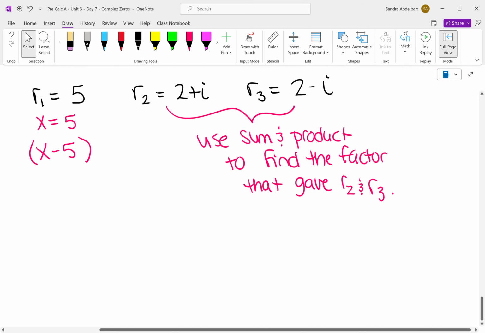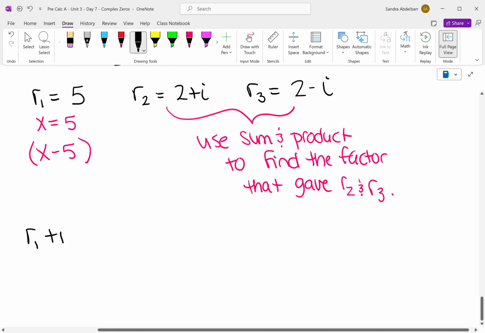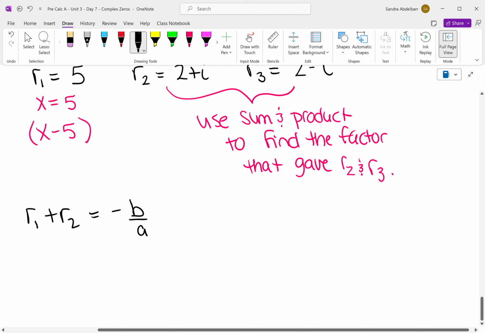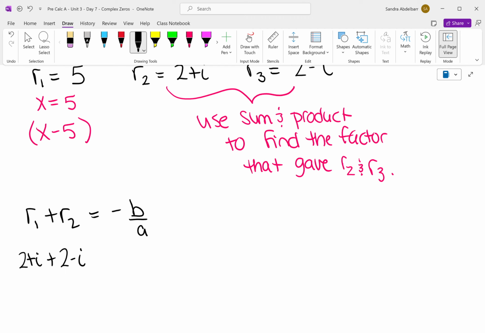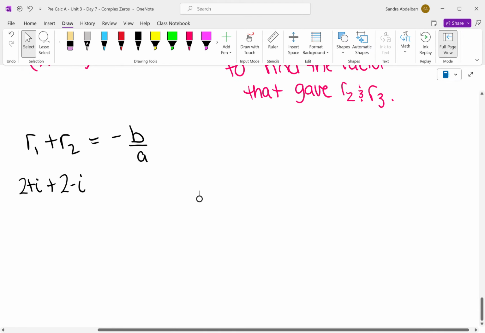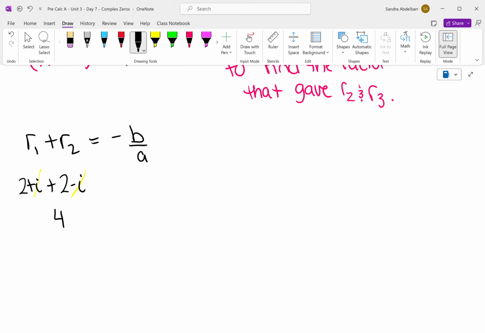All right, so we know root 1 plus root 2 will be negative b over a. So we're going to have 2 plus i plus 2 minus i. Let's keep simplifying. The i's cancel. So now we have 4 is equal to negative b over a, so 4 over 1. This tells me a is 1. What's b? Negative 4. Since negative b is positive 4, positive b will be negative 4.